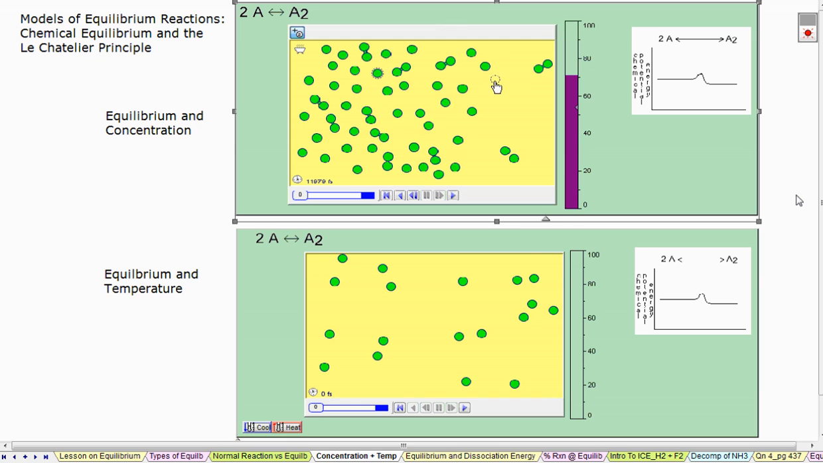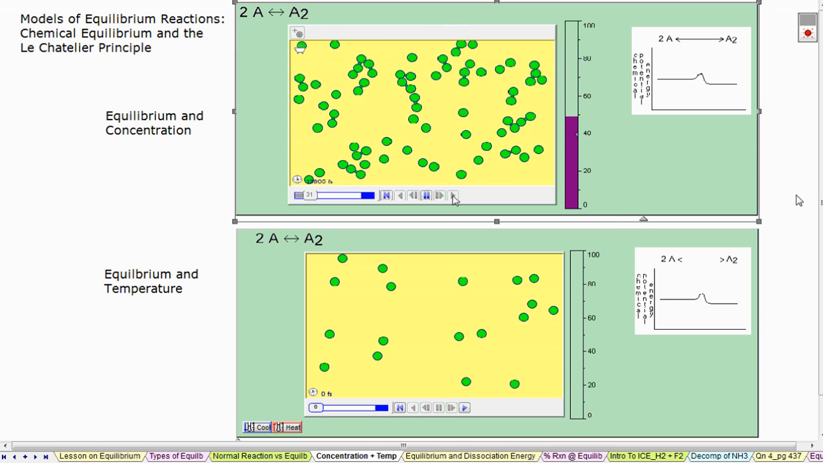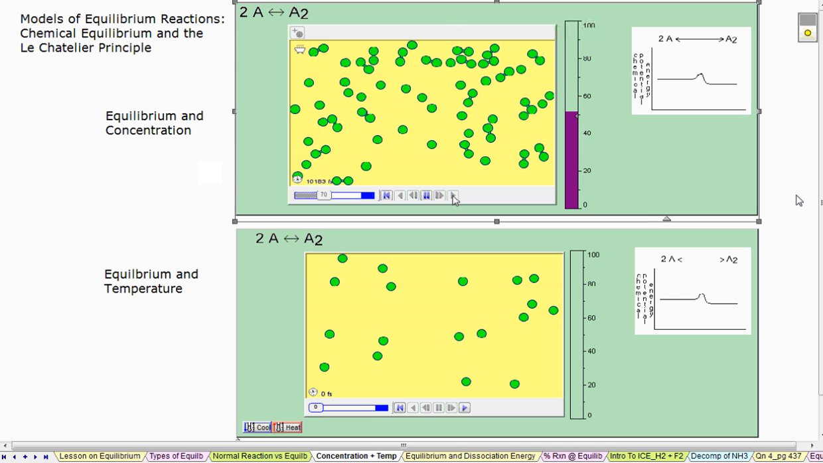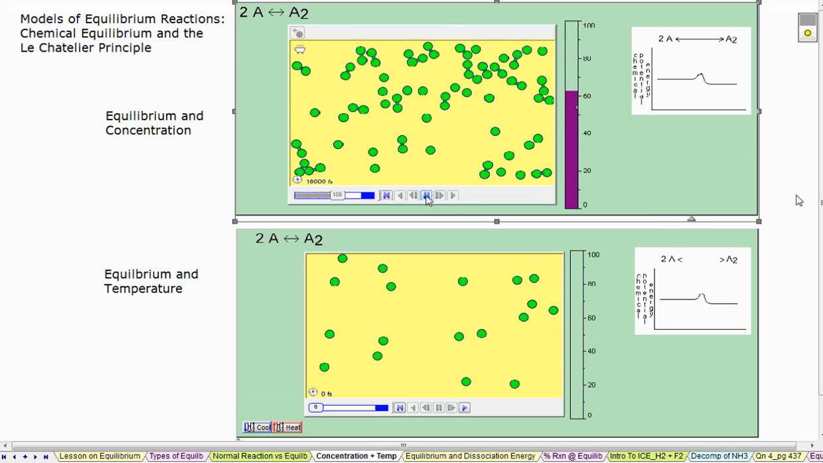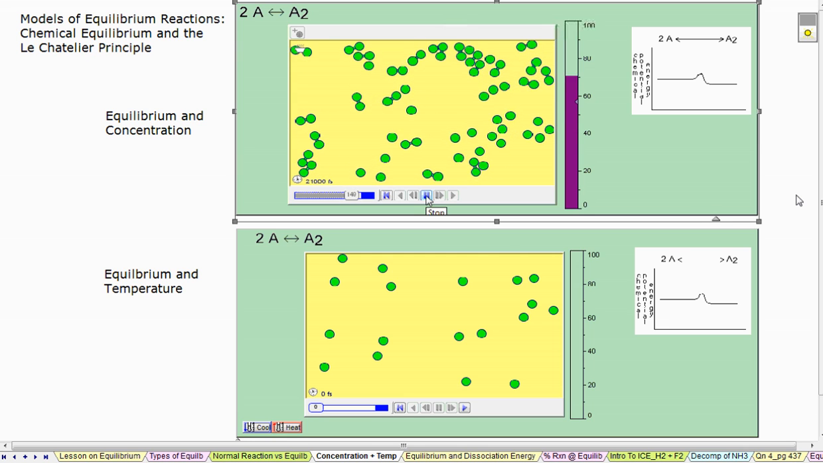So here I am putting a whole whack of more reactants in, so I'm more than doubling, more than tripling the amount of reactants, and we'll see what happens when I let the reaction go. Watch the potential energy graph. So we see an instant drop right away, but the equilibrium balances itself out. It's almost like it corrects itself, and we get the equilibrium that we had seen previously reestablished.